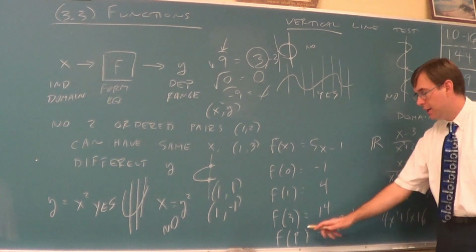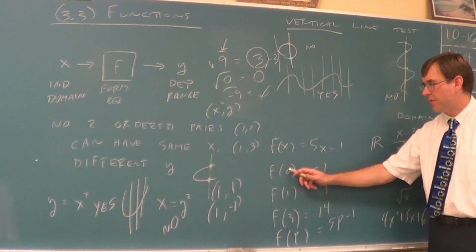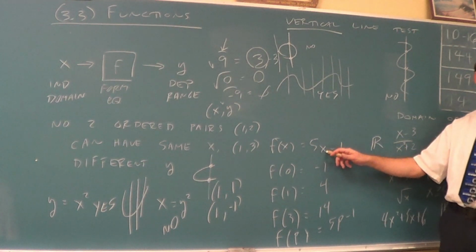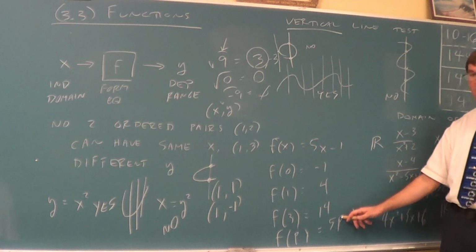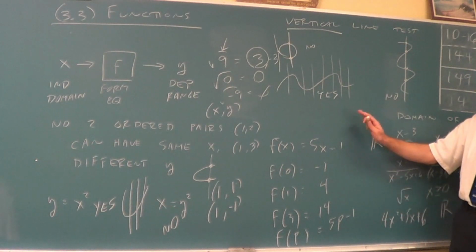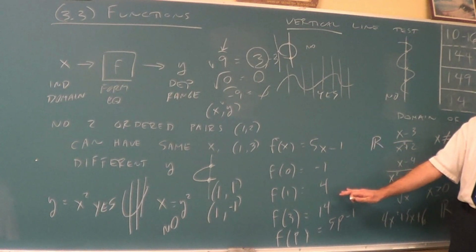5p minus 1. Whatever's in the parentheses just goes where x is. If you replace x with a number, do the math. If you replace x with a different letter, then just replace x with that different letter. Question about that?